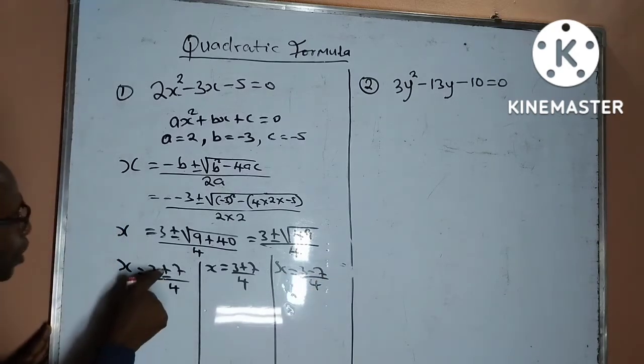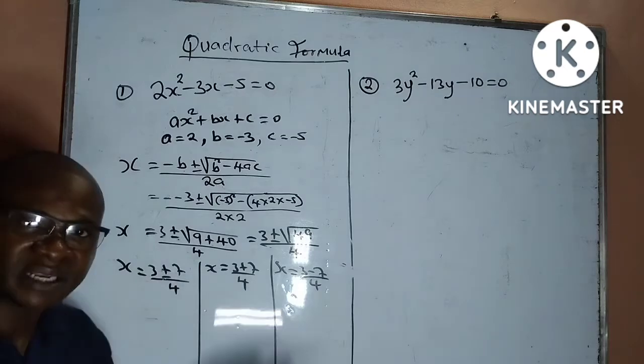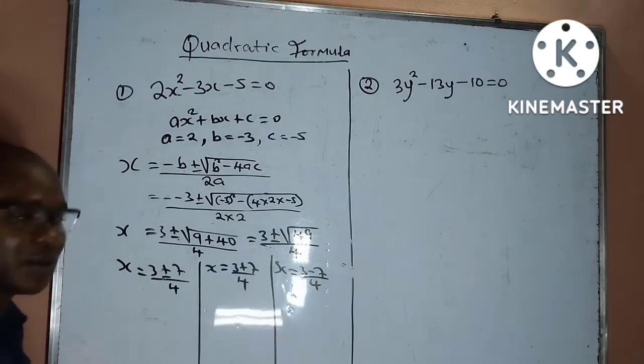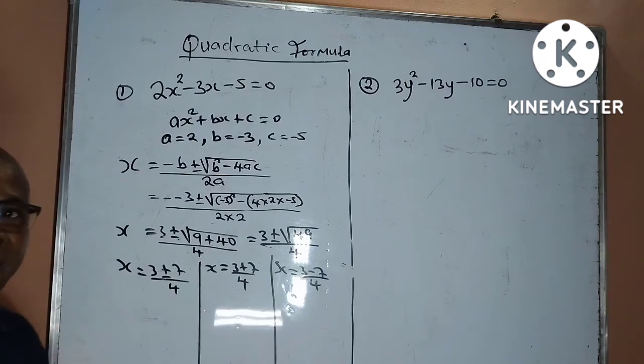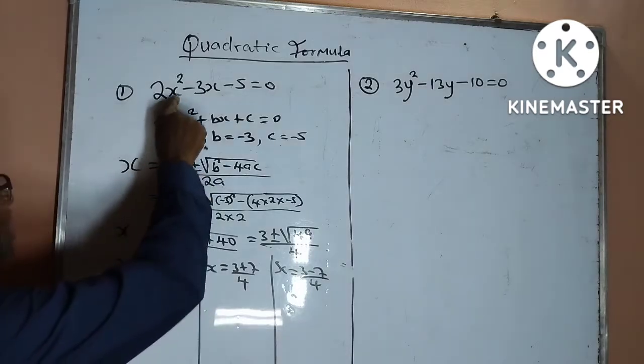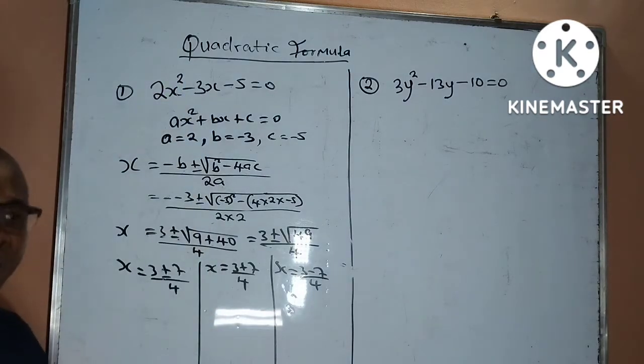What have I done? Plus or minus. I have now separated the plus and minus. So I will use plus and get the first answer. I will use minus and get the second answer. Remember I told you at the beginning that the values of x are going to be 2 because x is raised to power 2, meaning x is quadratic.